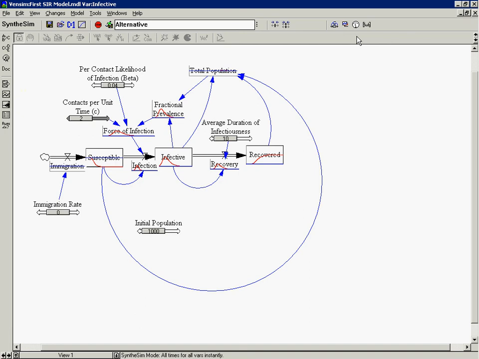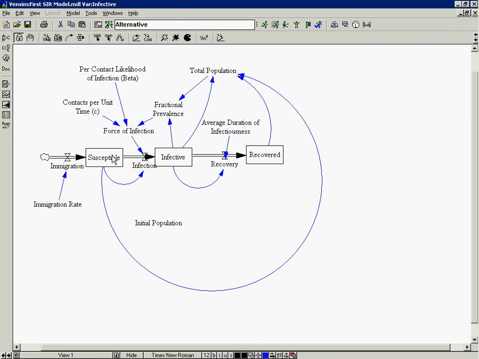Much of the effort at public health intervention related to infectious disease relates to the parameters you see here. Treating people more quickly relates to the average duration of infectiousness. Reducing contact rates, by closing schools, affects contacts per unit time. Hygienic practices affect the per-contact likelihood of infection. And finally, you can move people out of the susceptible stock into a protected stock through vaccination, essentially moving them to the recovered stock.